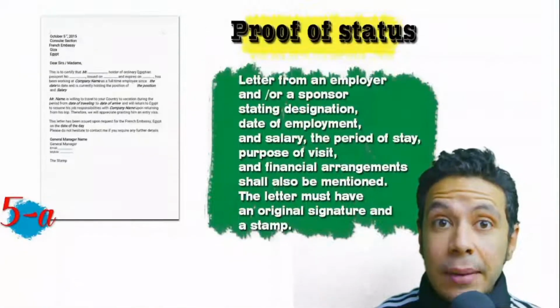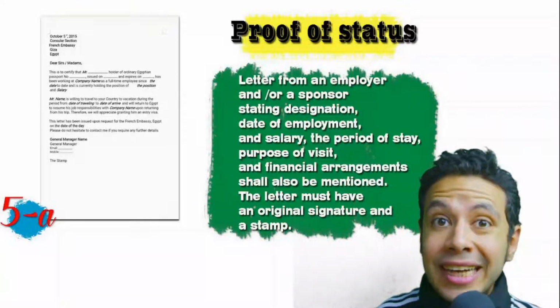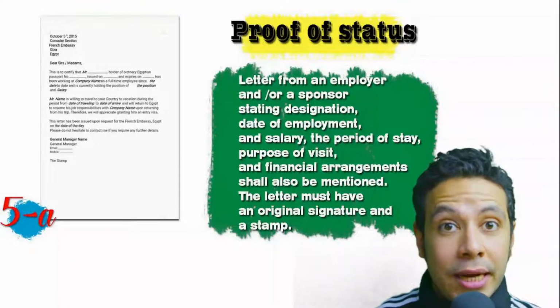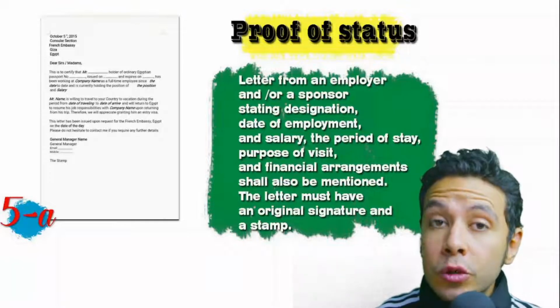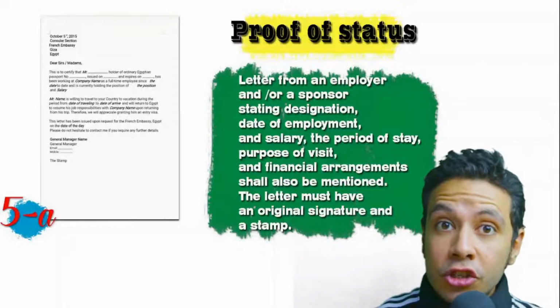In most of the visa application processes, you will be required to provide a proof of status. For example, if you are an employee, you will have to provide a letter from your employer or from your HR department mentioning your name, your work details, and your salary. Both address and contact numbers should also be mentioned in that letter, and all letters must have an original signature and a stamp.